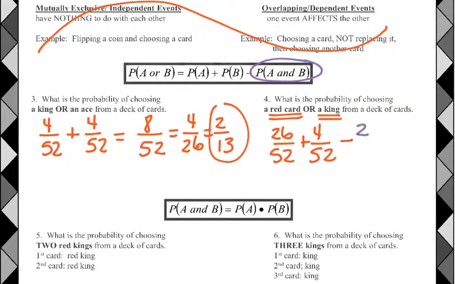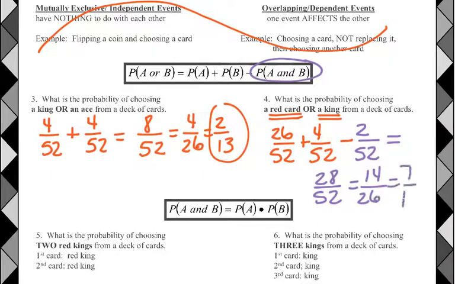There's 2 red kings, right? And you don't want to count those twice. So you're basically counting the 26 red cards plus the 2 black kings, right? If you think of it that way, 14 out of 26 or 7 out of 13.